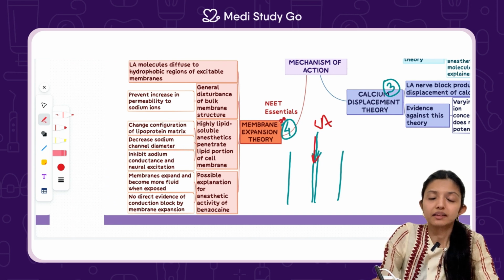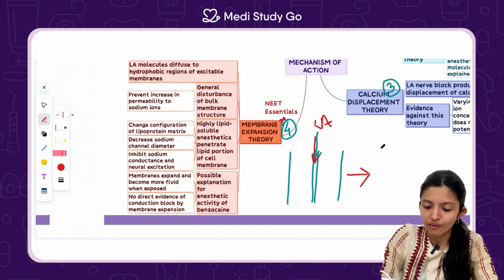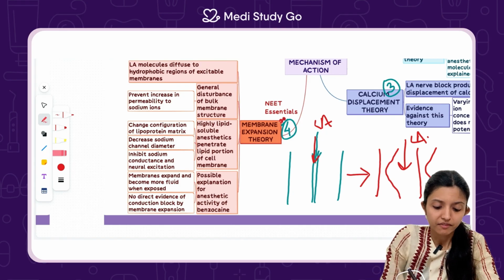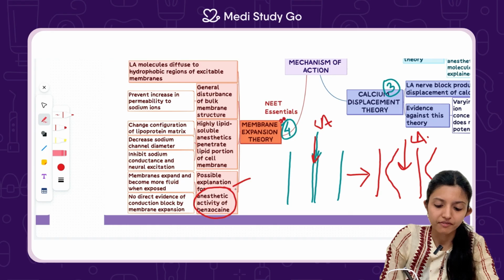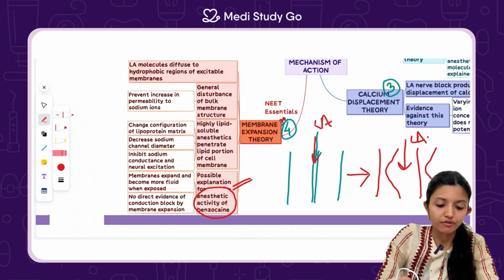This leads to the expansion of some critical regions and the squeezing of some other regions. So when this happens, just see how the shape changes. There is squeezing of some regions and expansion of the other regions. So when this happens, there is automatically a conduction blockade. This is a very probable mechanism which explains the anesthetic activity of benzocaine, which could not be explained by earlier theories. Please remember, this is a very important MCQ, that which theory explains the mechanism of action for benzocaine.